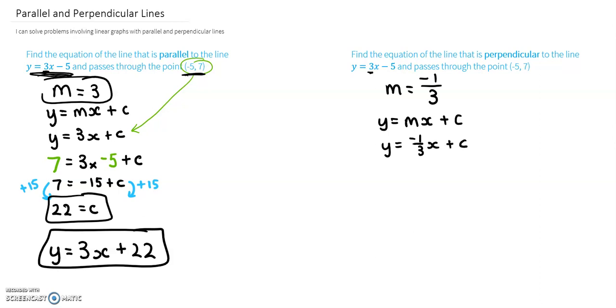Okay, and then I'm going to take that point again and sub it into the equation. So y equals 7. Don't lose that negative. It's very easy to lose it. I don't want to write x, I'm subbing in x, times negative 5 plus c. So let's multiply this fraction so it's a bit simpler. So if we get negative 1 times negative 5, we get positive 5. So this will become 5 over 3 plus c.